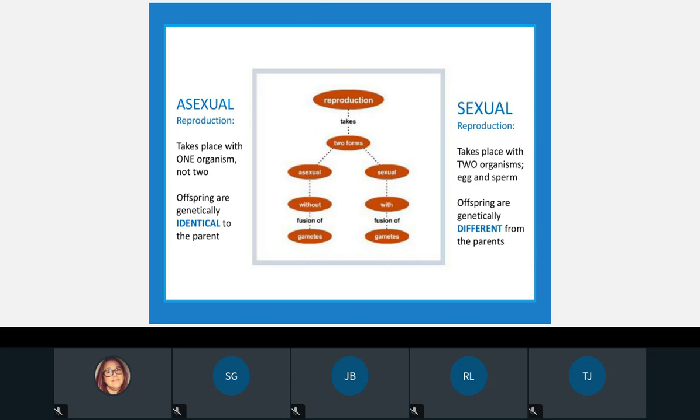So let's start first of all with asexual reproduction. We don't do this. Do you know of an organism that does go through asexual reproduction? Anybody? Bacteria. I am so sorry, Isaac. I didn't realize that I called you that.